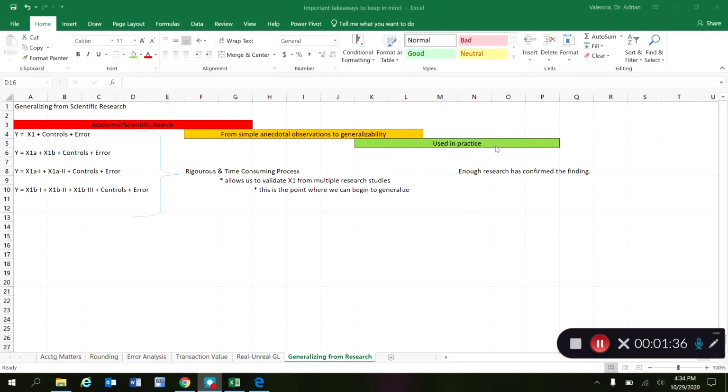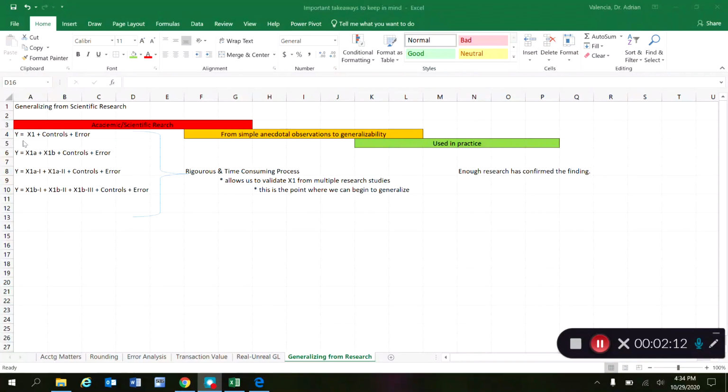This is where you, as accountants, begin to use in practice what we have been working on in research for a long time. And this process is not applicable just to accounting. It applies to every type of research, whether that be medical research or engineering research, it's the same. I want you to understand this concept of generalizing. It's a big deal in our world, in everyday life. So let me illustrate what I mean by that.